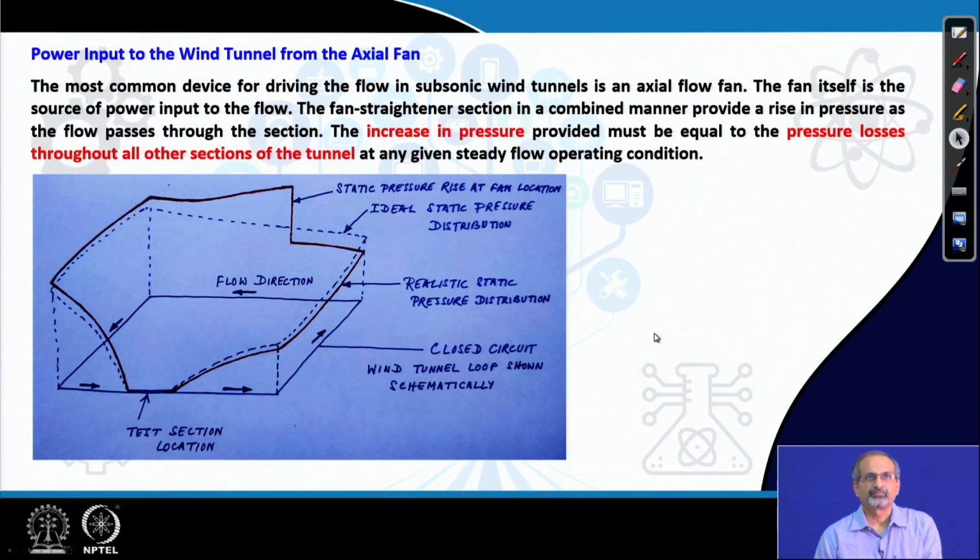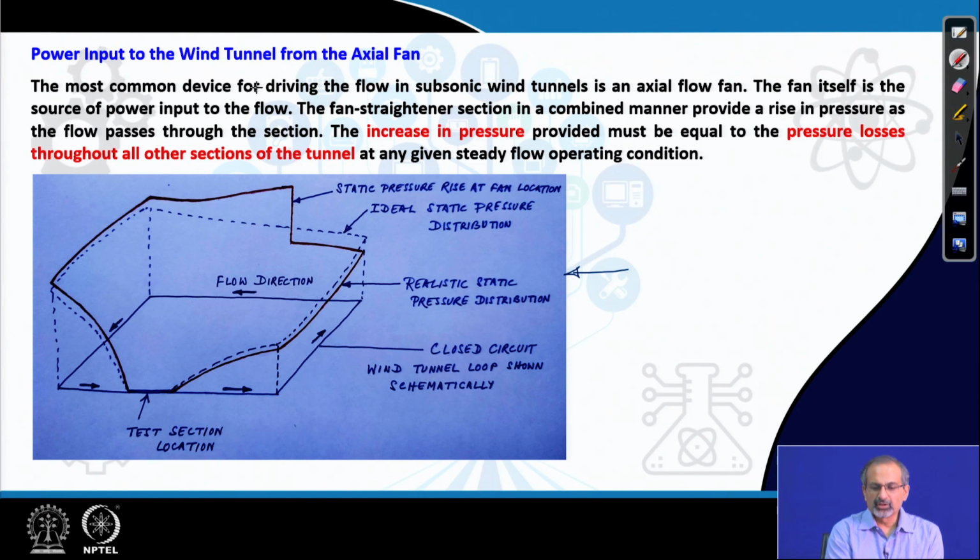Let us move on. So, here what are we looking at? We are looking at how the static pressure varies along the tunnel circuit. Again, we have to keep the picture, the plan view picture of the tunnel that we have been looking at for quite some time in mind, the closed circuit tunnel.